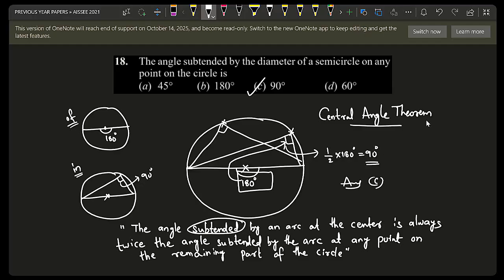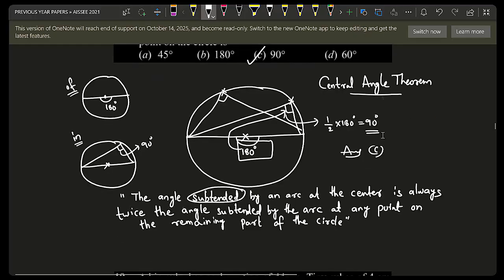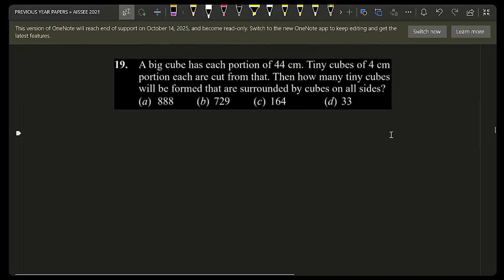Okay, we'll go to the next question. A big cube has each edge of 44 centimeters. Tiny cubes of 4 centimeters edge each are cut from that. Then how many tiny cubes will be formed that are surrounded by cubes on all sides?